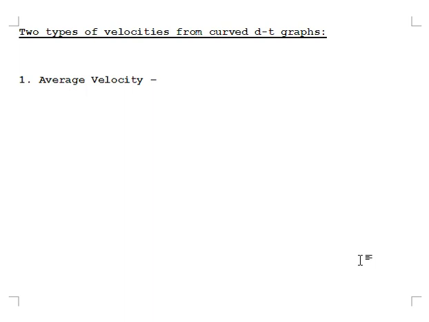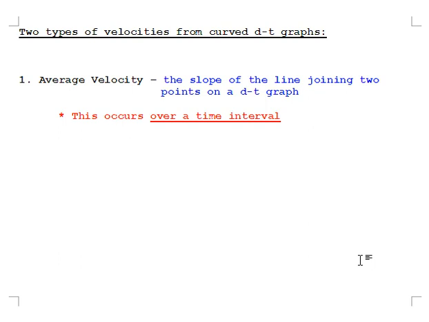The first one is an average velocity, which is the slope of a line that joins 2 points on a curved dt graph. So we're going to join 2 spots on that curve, one of the curved lines. We're going to find the slope of that, and then that's going to be our average velocity. It does occur over a time interval though, right? There has to be a starting time and an end time.